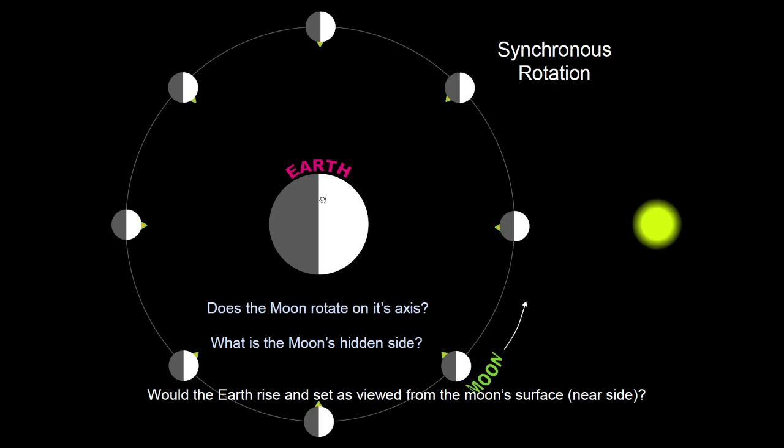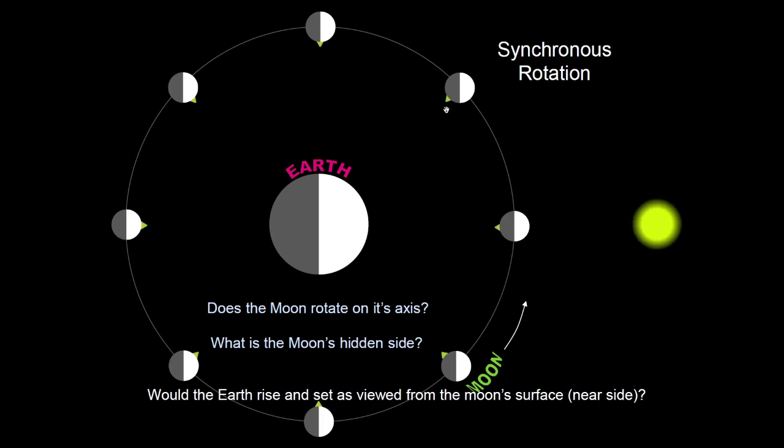The moon also orbits around the Earth in what is known as synchronous rotation. So what that means is, does the moon rotate on its axis? Yes, the moon does rotate on its axis. It rotates once every month. What that means is that if you were to stand on the moon, you would make one full rotation every orbit. So that's what is known as synchronous rotation.